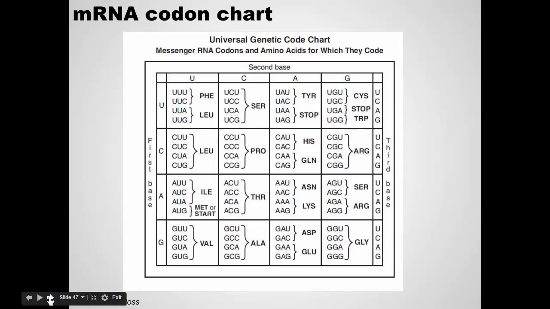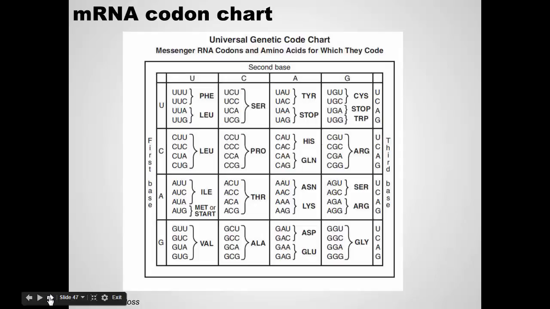So if the first base is an A, okay, there's A. Then we look for the second base. Let's say it's an A as well. Here's A on the second base. And then the third base, A. If we look where all three of those intersect, we see AAA is a codon for lysine. That's always. So whenever the messenger RNA has AAA, that's a codon to bring in lysine as its amino acid.